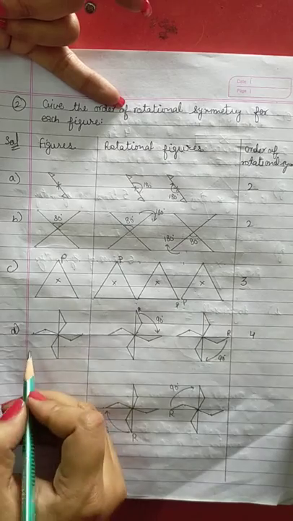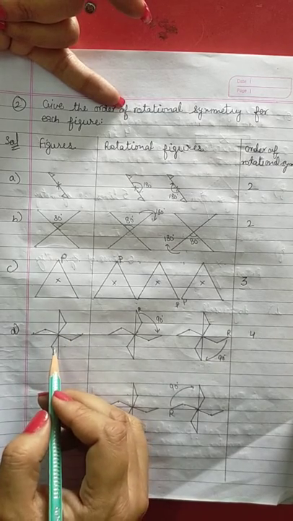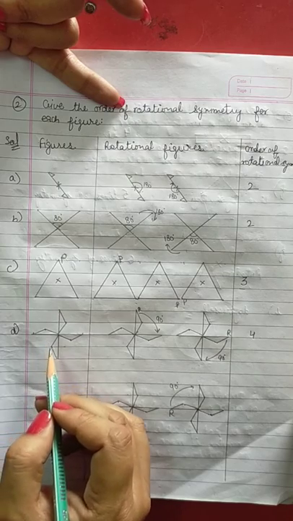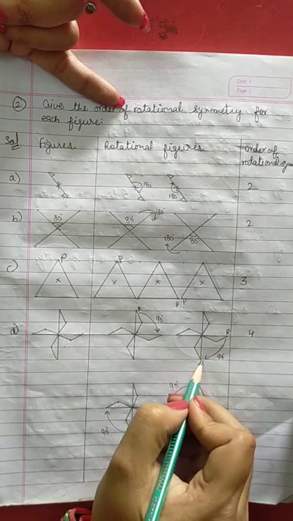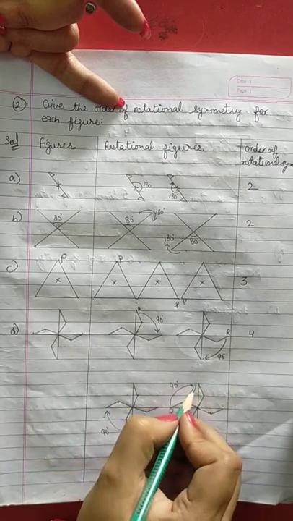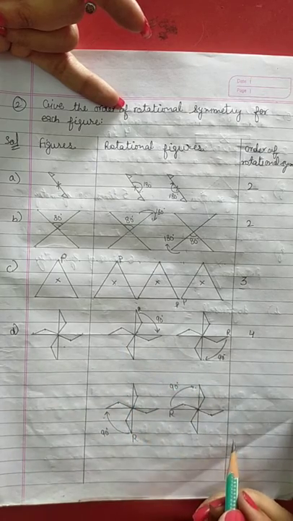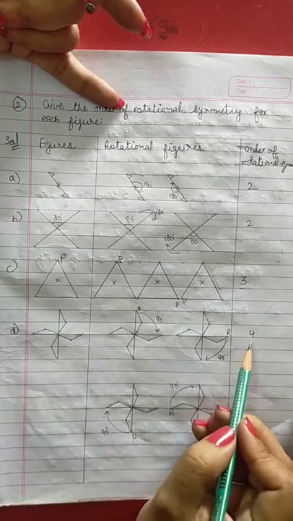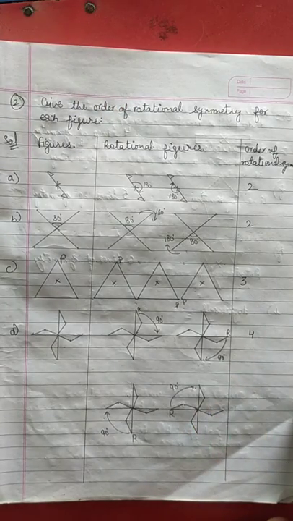Then the same in part D, where this fan is there. It has 4 wings. So firstly 90 degrees, then one more 90, then again one more 90, then it reaches its original position. You can see it rotates up to 360 degrees. As it has 4 wings, it has order of rotational symmetry 4.